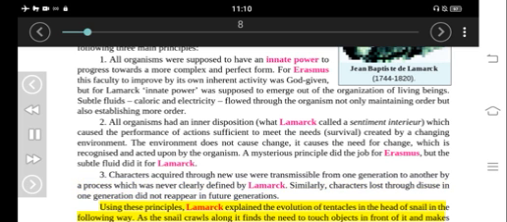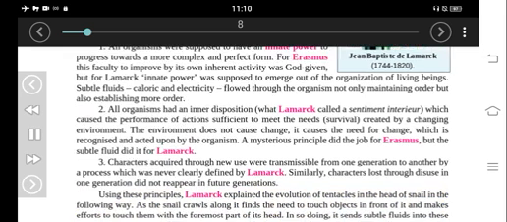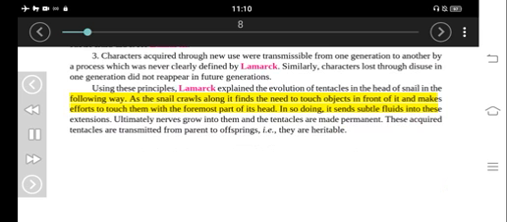Using these principles, Lamarck explained the evolution of tentacles in the head of snail in the following way. As the snail crawls along, it finds the need to touch objects in front of it and makes efforts to touch them with the foremost part of its head. In so doing, it sends subtle fluids into these extensions. Ultimately, nerves grow into them and the tentacles are made permanent. These acquired tentacles are transmitted from parent to offsprings, i.e., they are heritable.